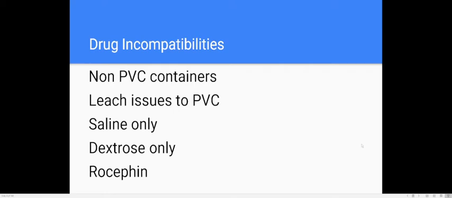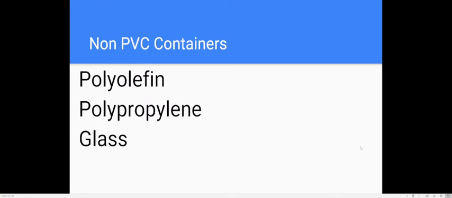So getting into the non-PVC containers, I'm going to butcher these names, so bear with me here. First one is polyethylene. Next one is polypropylene, and glass. The next slide will be going over the drugs that leach into PVC. But you need to know these container types, so when you see those drugs we'll be talking about on the next slide, you can remember to put them in one of these containers. So this is why this is important.